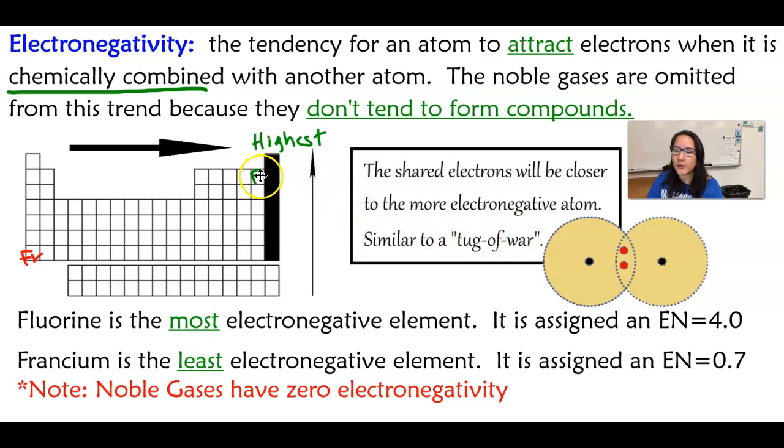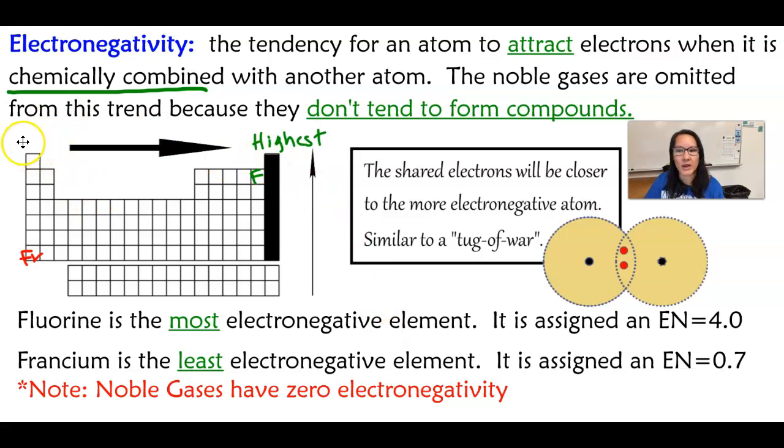So for example, fluorine has an electronegativity of 4.0, francium has an electronegativity of 0.7, so fluorine has the strongest ability to pull electrons to itself, attract electrons to itself. And so if these were bonded with each other, then all the electrons would be pulled toward the fluorine and pulled away from the francium. So fluorine is the most electronegative element of any element, and francium has the least electronegativity of any element. Note that noble gases have a 0 electronegativity value.